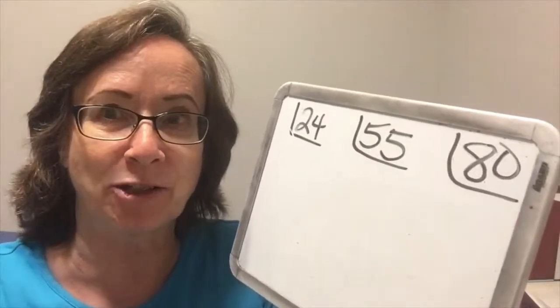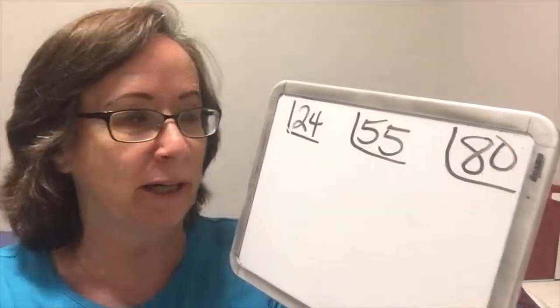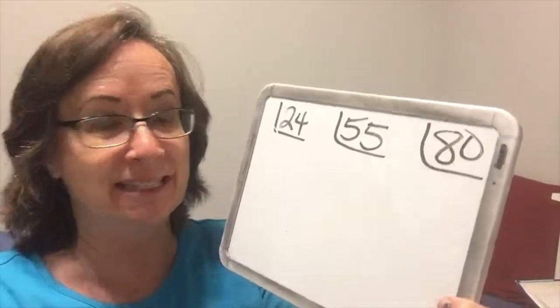Now we're going to prime factor 3 more numbers because we're doing the next example. So I'm going to prime factor them here, and then I will transfer them to the other board and show you how we build our least common multiple.